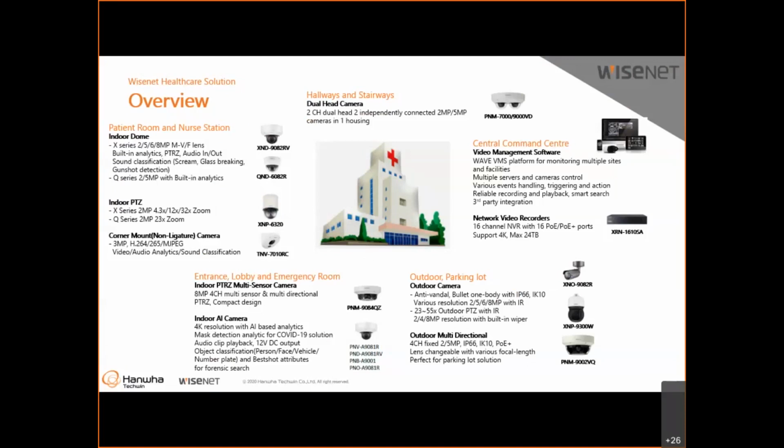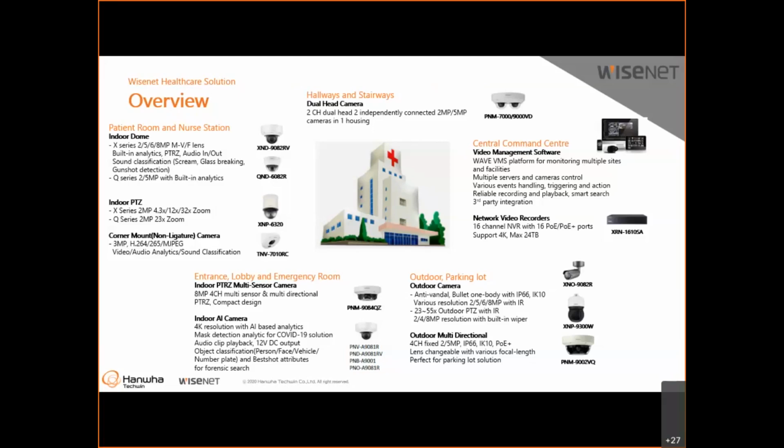We have X series which supports 2, 5, 6 and 8 megapixel with a varifocal lens, and it has very powerful built-in analytics. Some models also have the PTRZ function, so you don't have to go to the camera itself and reach it to change it. You can change the angle, zoom or focus remotely. Most of the X series cameras have two-way audio, in and out, and also a sound classification function, where the camera itself can detect a sound, classify it as a scream, glass breaking or gunshot, and trigger an individual event for each sound.